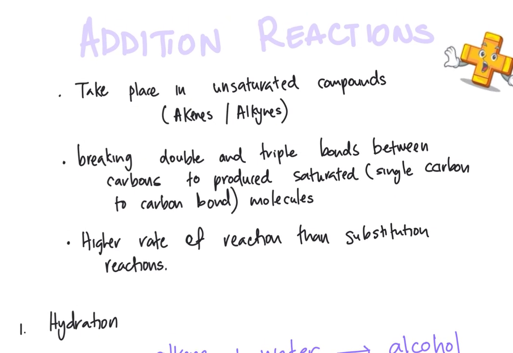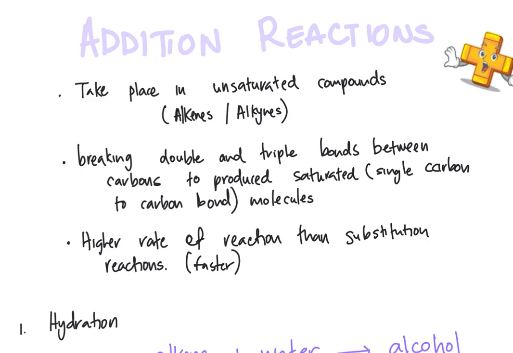Right, the next type of reaction you have is addition reactions. Addition reactions take place in unsaturated compounds like alkenes and alkynes. We want to break the double and triple bonds between the carbons and then produce a saturated molecule like an alkane. These addition reactions take place at a higher rate of reaction than substitution reactions. In other words, they are faster than a substitution reaction.